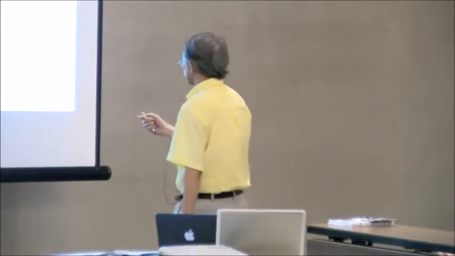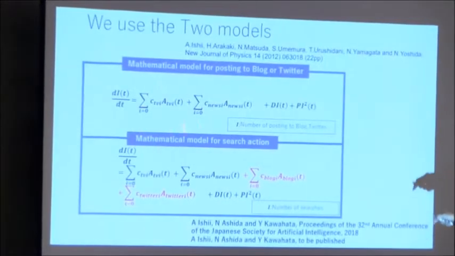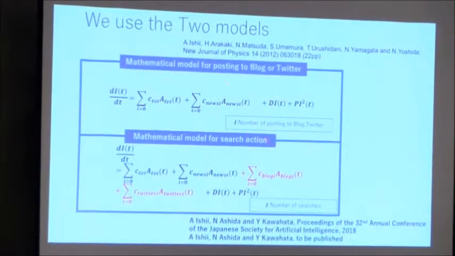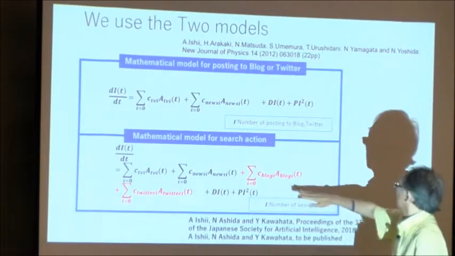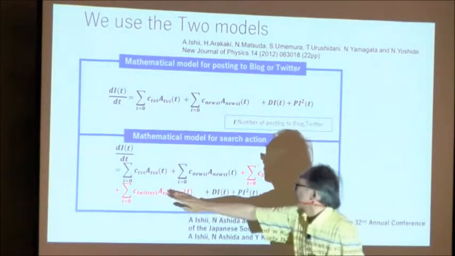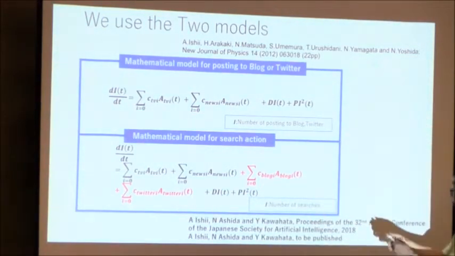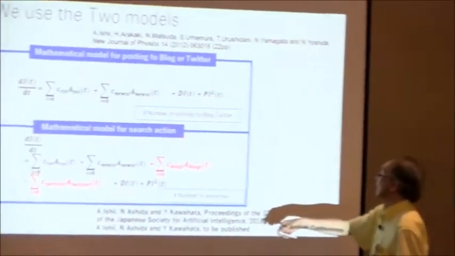Okay, in that case, we use this mathematical model for the search action. Search action means it's very, very similar to the equation of the mathematical model for the hit phenomena or the mathematical model for the postings by or to blog or Twitter. But we add this effect, the blog effect and the Twitter effect, on the search. And this I is changed to the number of searches.